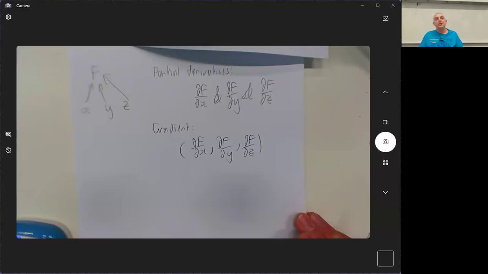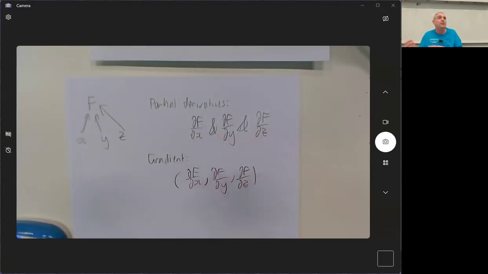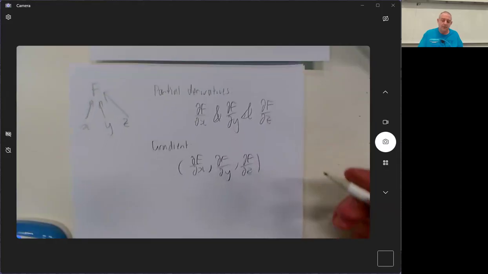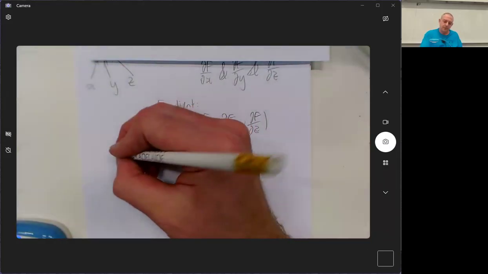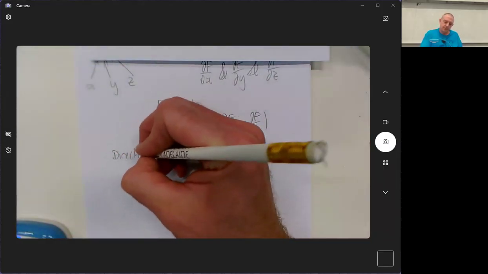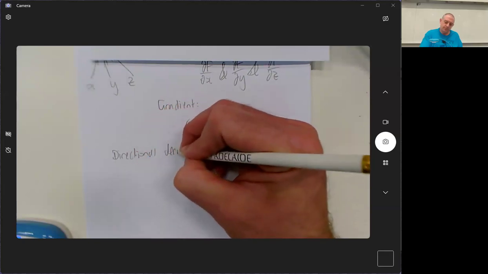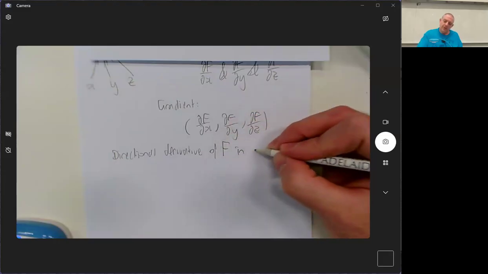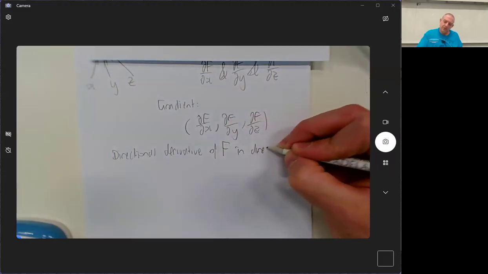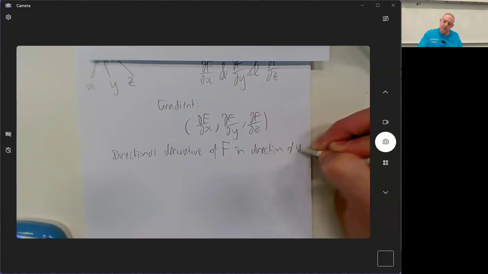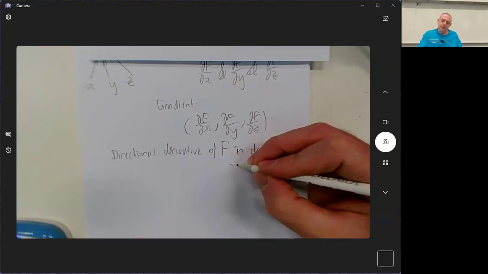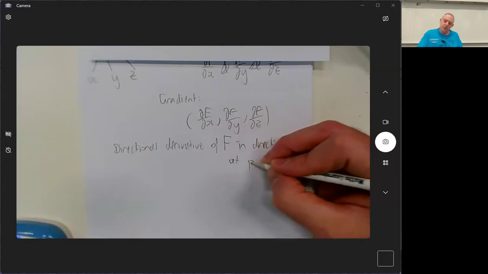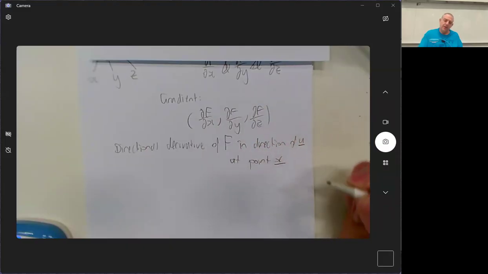The directional derivative is a number, not a vector. So these are all technically numbers. They're formulas that produce a number. The directional derivative of f in the direction of u at the point x.